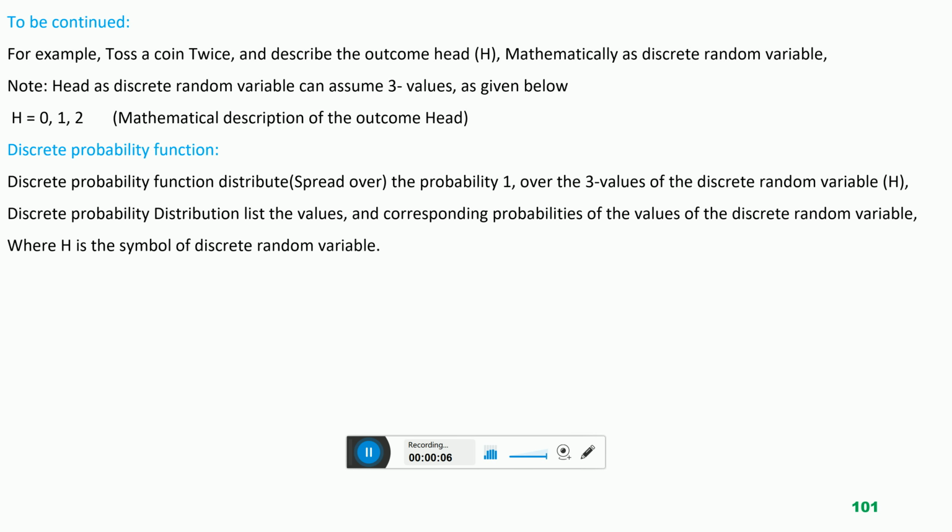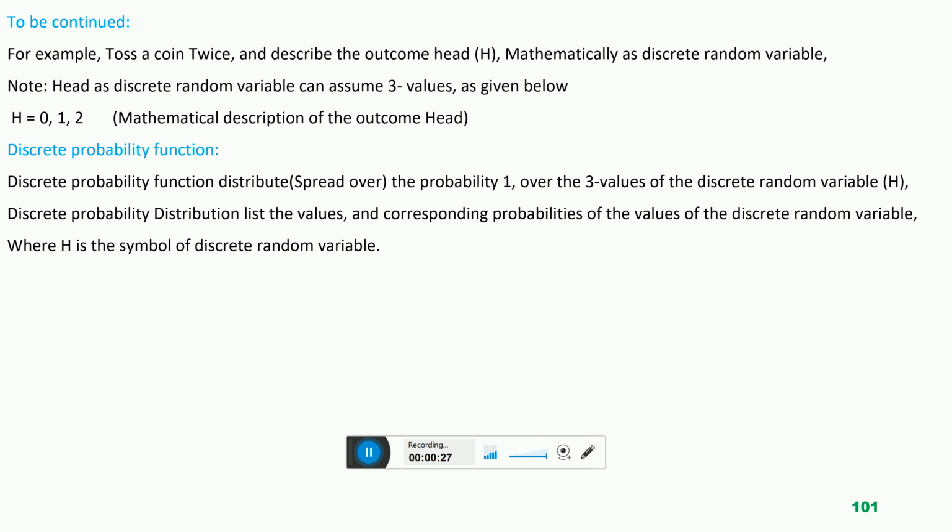In the previous lecture we started probability distribution. We learned what is probability distribution, what is random variable, and what is discrete random variable. In this section we will define discrete probability function.